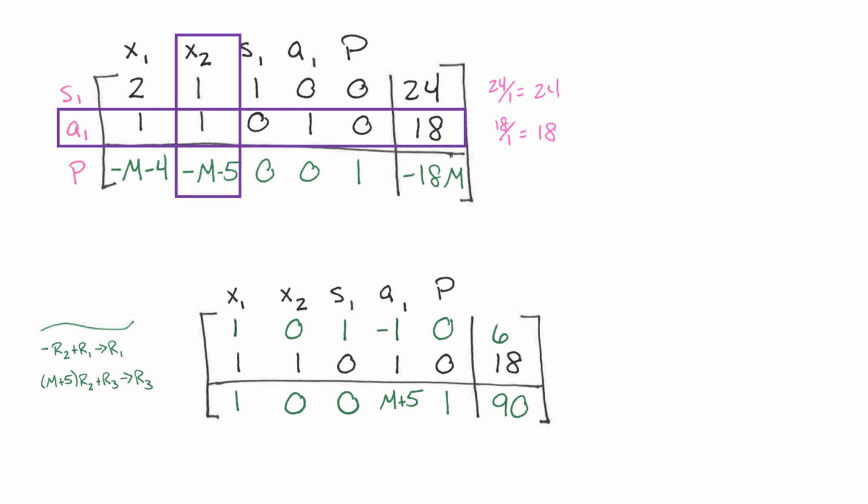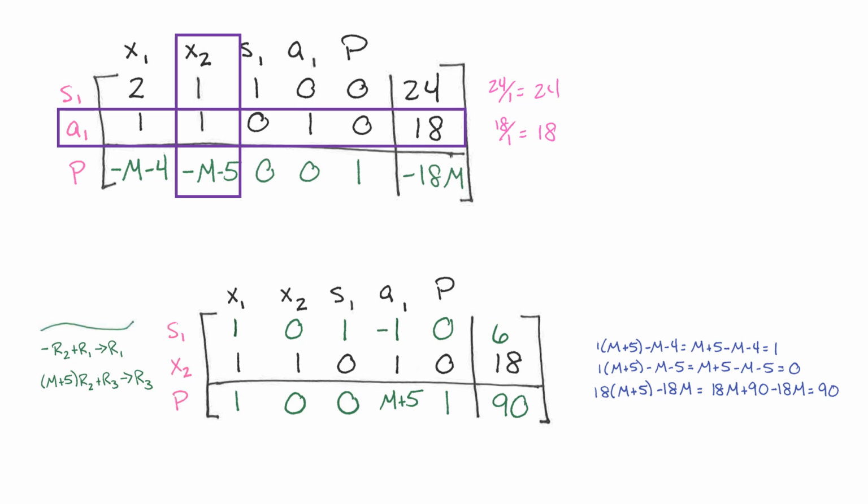And now to cancel negative m minus 5, I would have to add positive m plus 5. So I'm going to multiply row 2 by m plus 5, add that to R3. So that gives me 1, 0, 0, m plus 5, 1, and 90. And you can see the computations to the side.